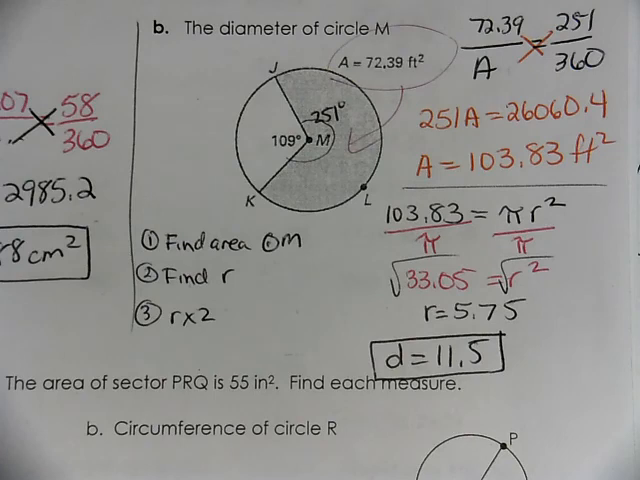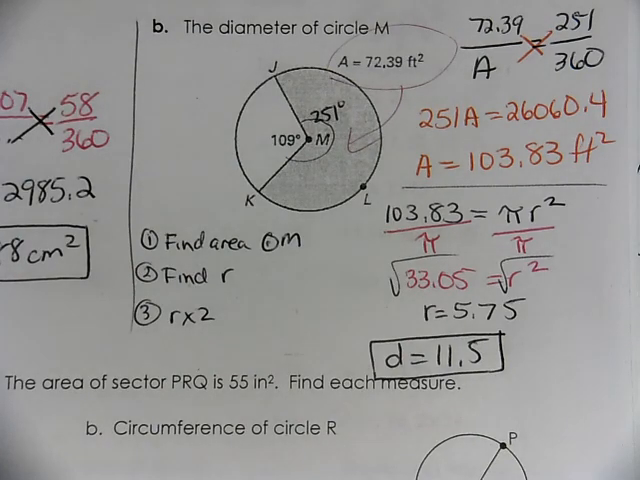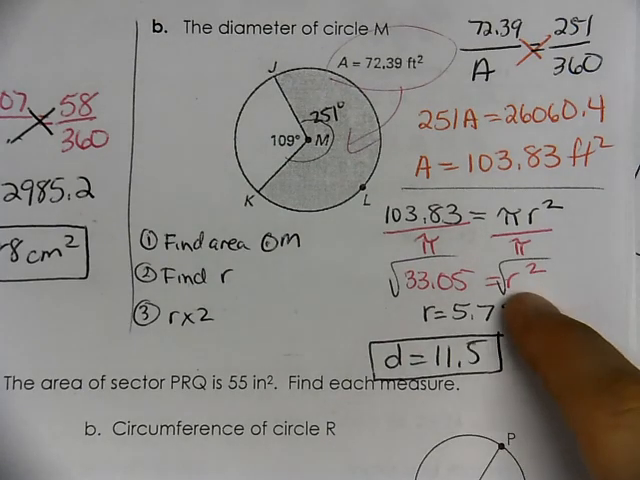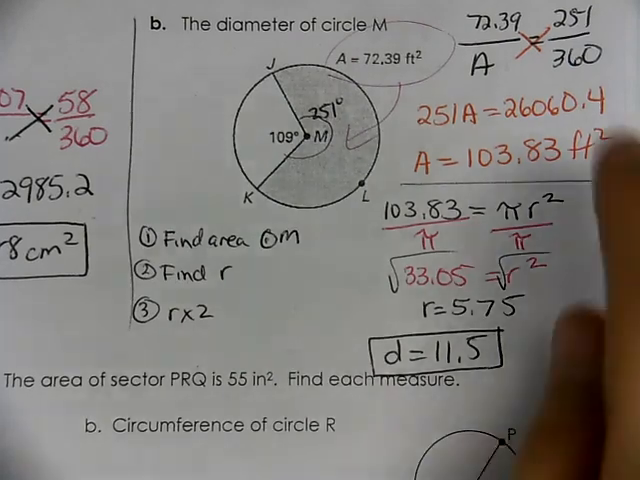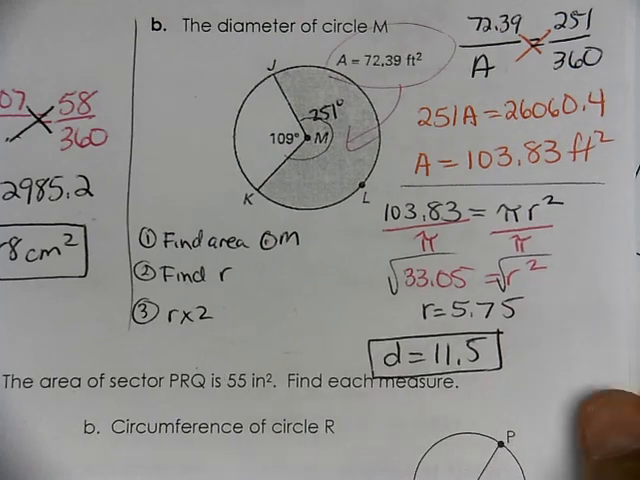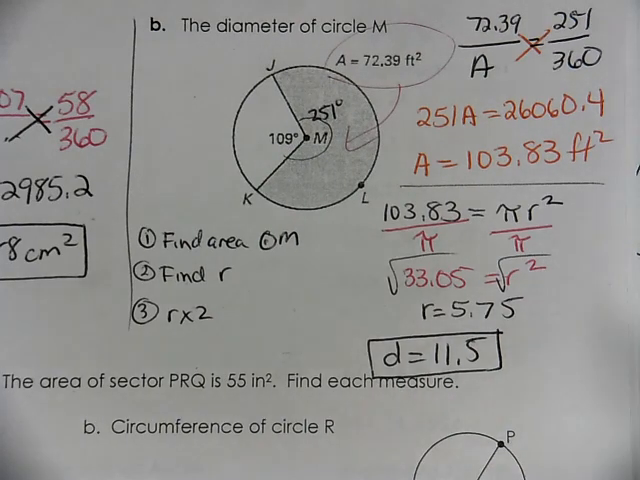I'm pretty sure on your test, there's a problem just like this. Your test is 65 points. That was it. Oh, and make you stop at finding the radius. But this question on your test is worth 5 points. Okay. Oh, we didn't put units. Feet.